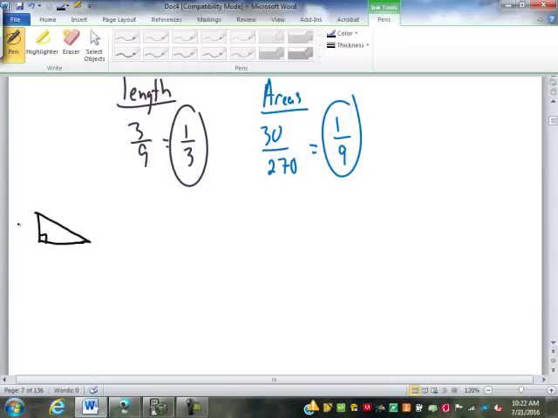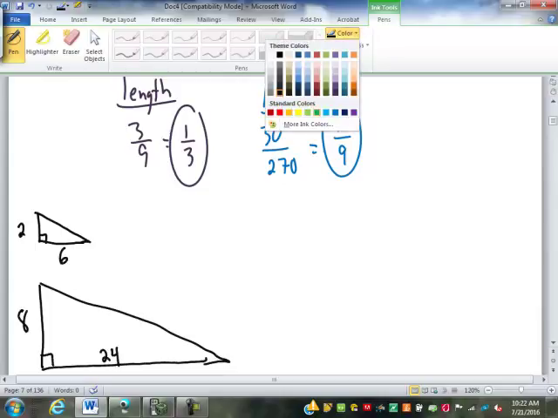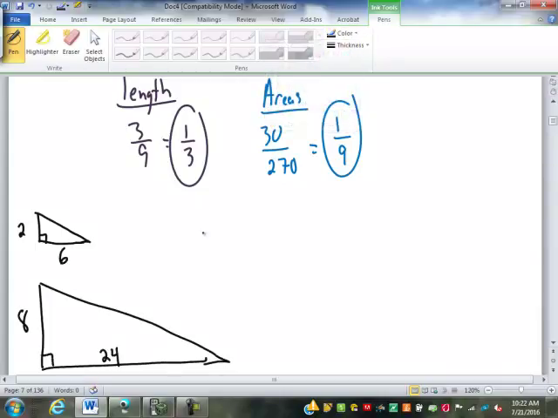So here's a right triangle where this is 2 and this is 6. And I'm going to enlarge it so that this is 8 and this is 24. What is the ratio of lengths? Well, give me two sides that correspond. 2 goes to what? 8. So that's a 1 to 4 ratio of lengths.